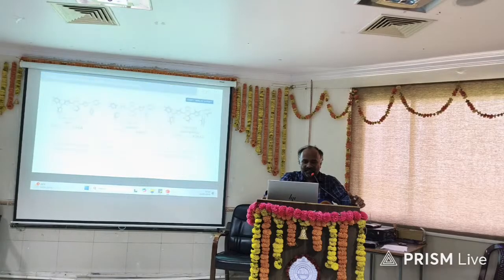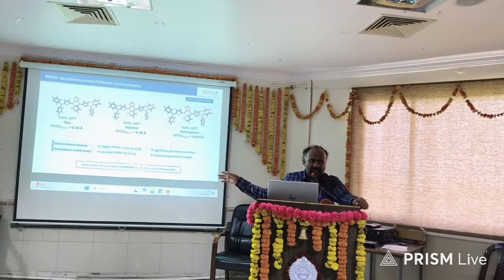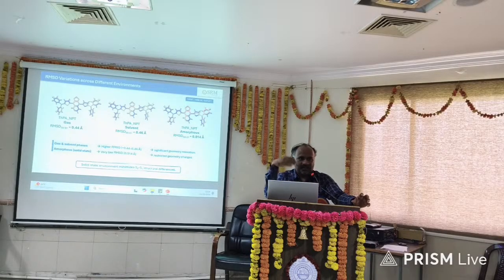So you can see here the comparison. Gas means only a single molecule. Solvent means the same molecules, but the dielectric constant will be there. Amorphous is like the real presence of real molecules. So how does the presence of molecules suppress the molecular flexibility in this molecule?